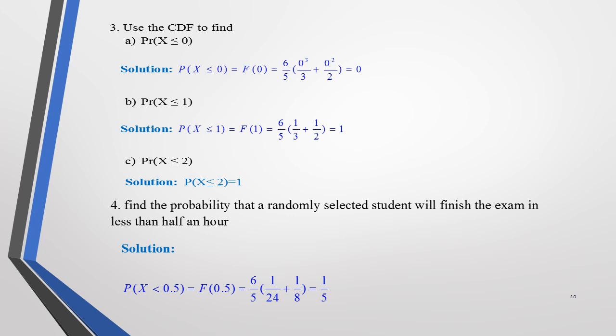Number 4. The probability that a randomly selected student will finish the exam in less than half an hour is probability of x less than 0.5, which is the CDF evaluated at 0.5, which is equal to 6 over 5 times 0.5 to the power 3 divided by 3 plus 0.5 squared divided by 2, which is equal to 1 over 5.